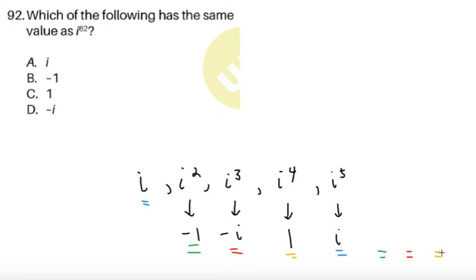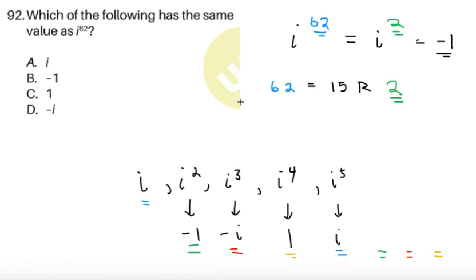So if I want to simplify i raised to 62, the very first step is to get the remainder when the exponent, 62, is divided by 4. Dividing 62 by 4, we get 15 remainder 2, but we only care about the remainder in this case. So i raised to 62 can be written as i squared. Now i squared is negative 1, so negative 1 must be the answer. So we have choice B for this item.